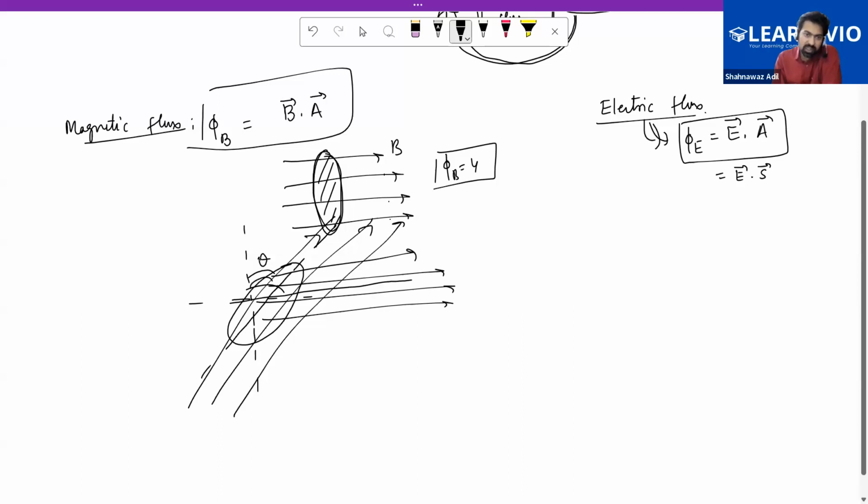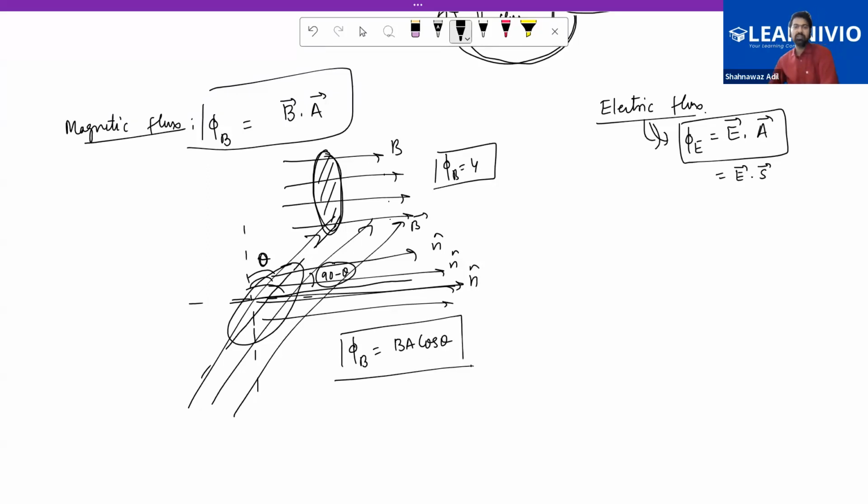So this is not the theta that we should take. The theta that we take is with this normal vector of the surface area. So this would be the angle 90 minus theta, and magnetic flux would be BA cos theta. This is what we call magnetic flux.